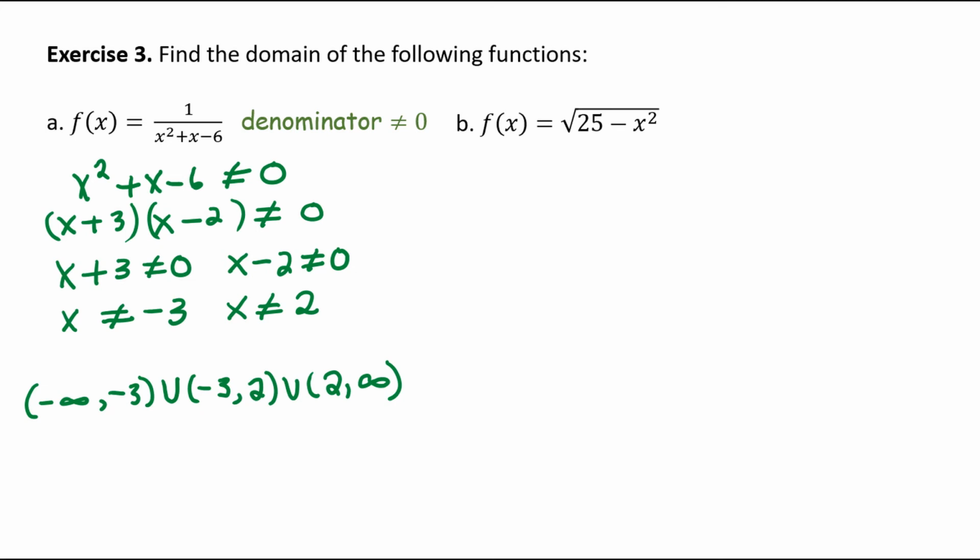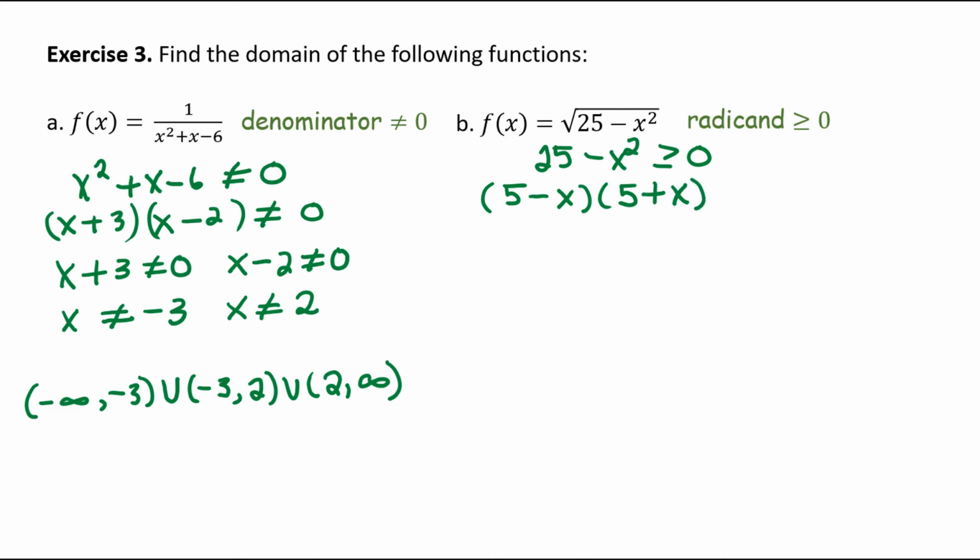B. F of x equals the square root of 25 minus x squared. Observe that square root is even, and so in this instance, the radicand must be non-negative. We will solve 25 minus x squared equal to or greater than 0. The 25 minus x squared is a perfect square, and it factors to 5 minus x quantity times 5 plus x quantity equal to or greater than 0.